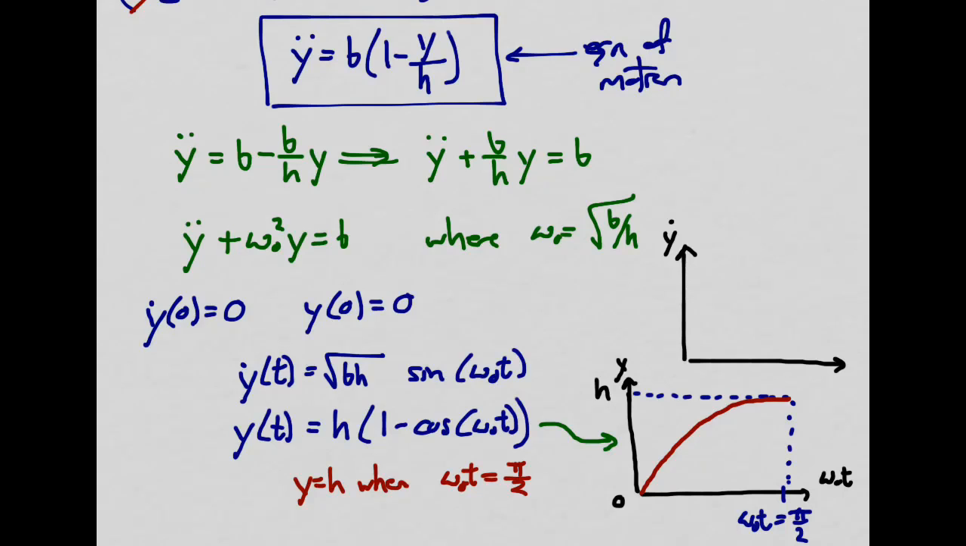So let's take a look and see how our speed changes at that same point, at which omega t is equal to pi over 2. And so if omega t is equal to pi over 2, then this tells us that sine at that point is going to be equal to 1, and so our speed at that time is going to be equal to the square root of b times h.